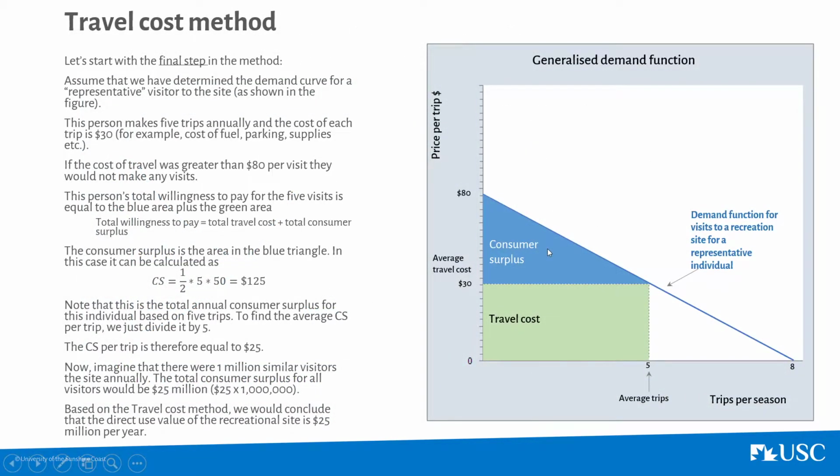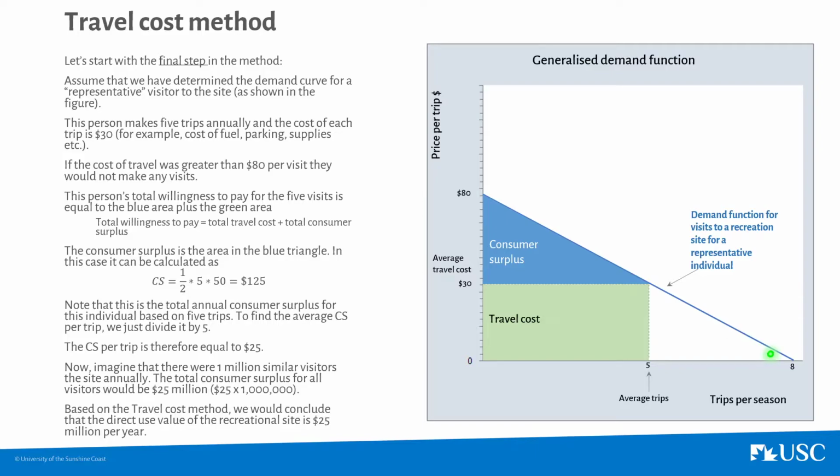Okay, so let's look in more detail at this travel cost method. I think it's probably best to start with the final step in the method, so you can see that, and then work backwards into the preceding steps. So here's the final step. Imagine that we have determined this generalized demand curve for some representative individual who is going down and recreating. Let's call it Mooloolaba Beach. So here we have this representative person, who has a demand curve.